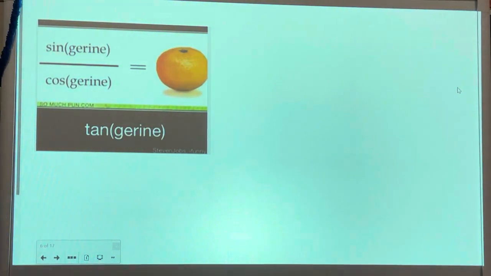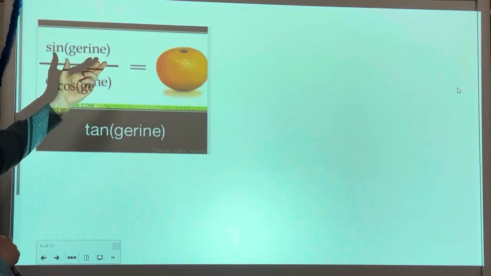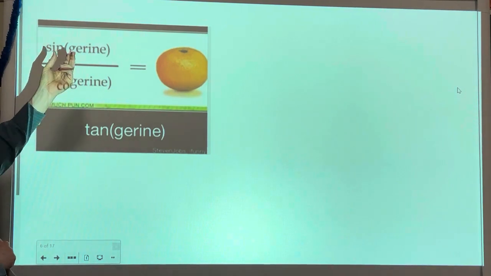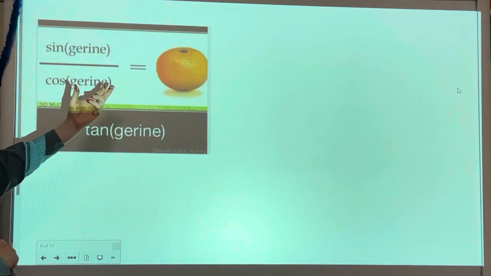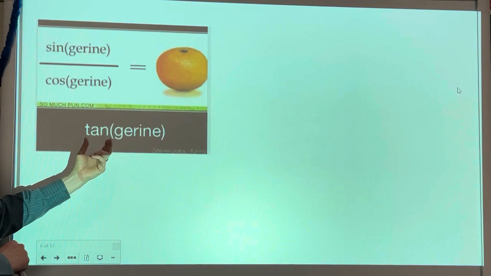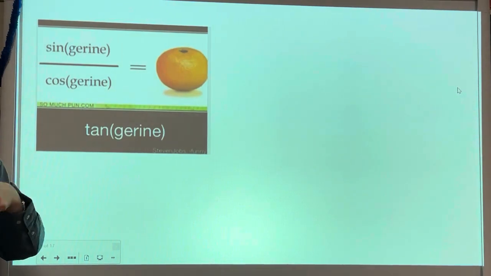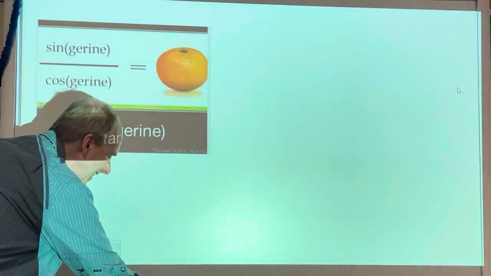Let's see if we figure it out. If you have an angle named Jarene, you have sine of Jarene, and you have cosine of Jarene, guess what you get? You get tangerine. Get it?